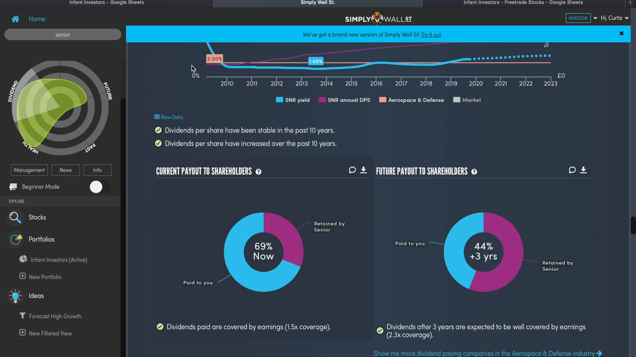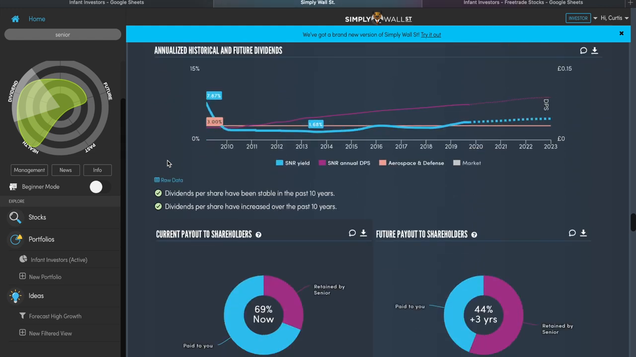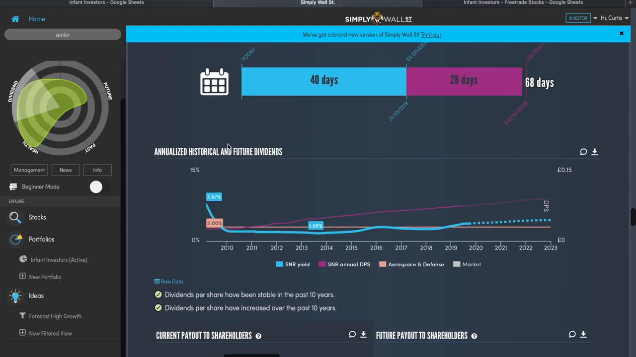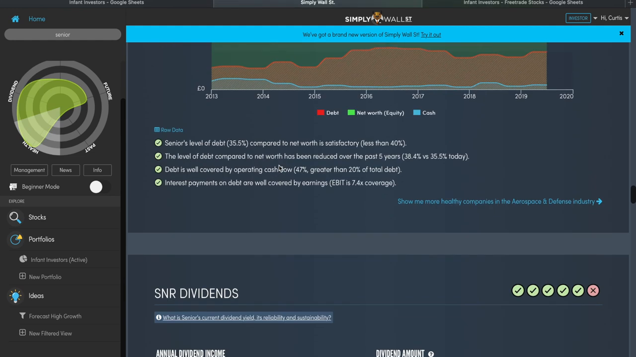And also, another thing about the dividends: they've been stable for the past 10 years, they've increased for the past 10 years. They're covered by earnings 1.5 times, and dividends after 3 years are expected to be well covered by earnings 2.3 times. So in terms of the dividend metrics for you dividend investors, it's ticking all of those dividend boxes. It's not too high a dividend that you see a cause for concern.